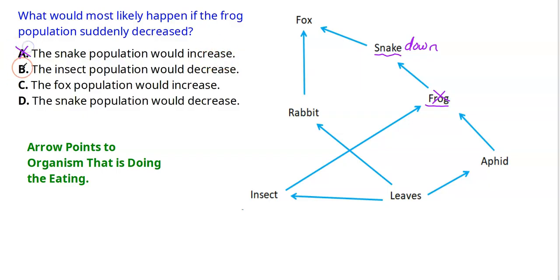So A is gone. But looking through my answer choices, sometimes you want to do that ahead of time. That's a good test-taking strategy. I noticed that D says the snake population would decrease or go down, and we just established that. The snake population would go down or decrease, so my answer is D. And I don't even need to work through B and C.